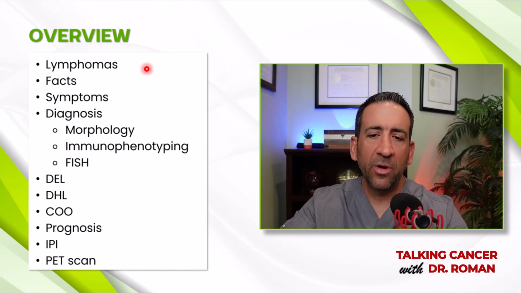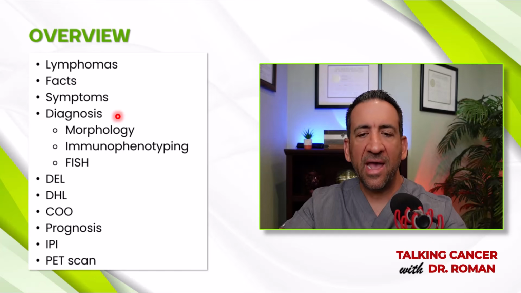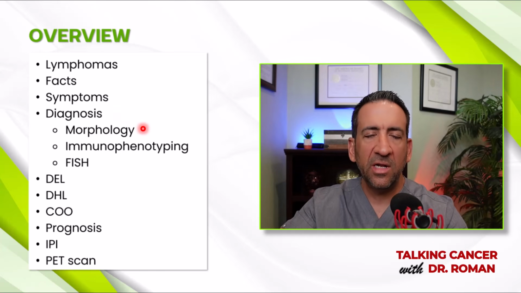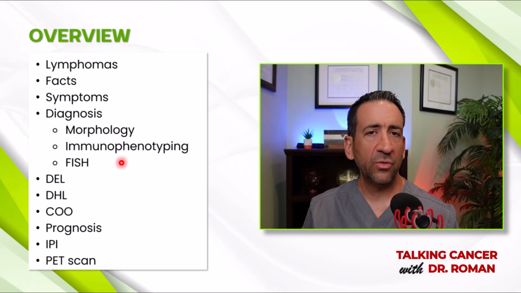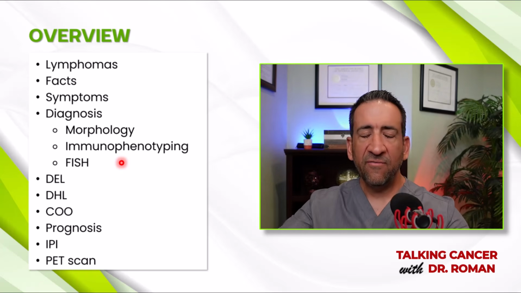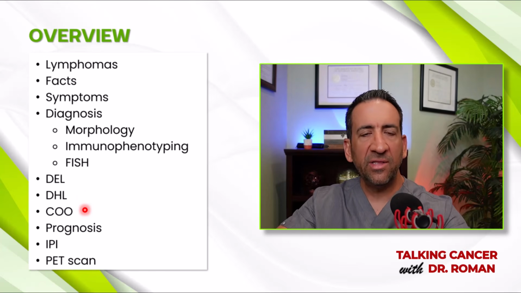So let's start off with a basic overview of everything we are going to cover in this video. For example, we're going to talk about lymphomas, also just facts about diffuse large B-cell lymphoma, the more common presenting symptoms patients have. Also, how is it that we establish a diagnosis? For example, we're going to cover morphology, immunophenotyping, FISH testing. In other words, all the different tests that the pathologist performs to establish a diagnosis and also give us prognostic information. Very important. We're going to go over what's called double expressor lymphomas, double hit lymphomas, cell of origin testing.